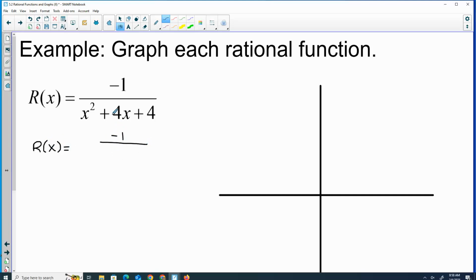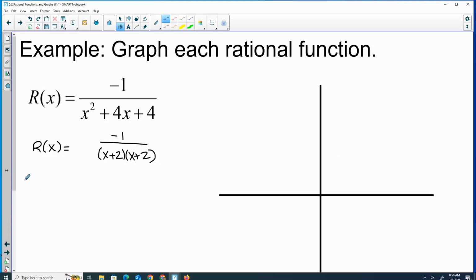You can't do anything with the negative 1. What about x squared plus 4x plus 4? Does anything cancel? No, so there is no hole on our graph.